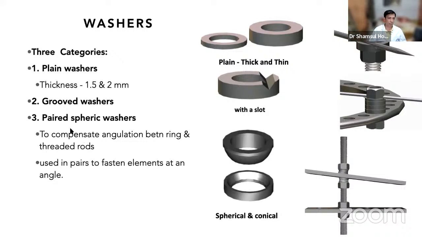We have root washers. Then we have paired spherical washers to compensate for angulation between the rings and the threaded rods. You can use them in pairs to fix elements at an angle. If you are using a carbon frame or an aluminum frame, you should always use a washer.